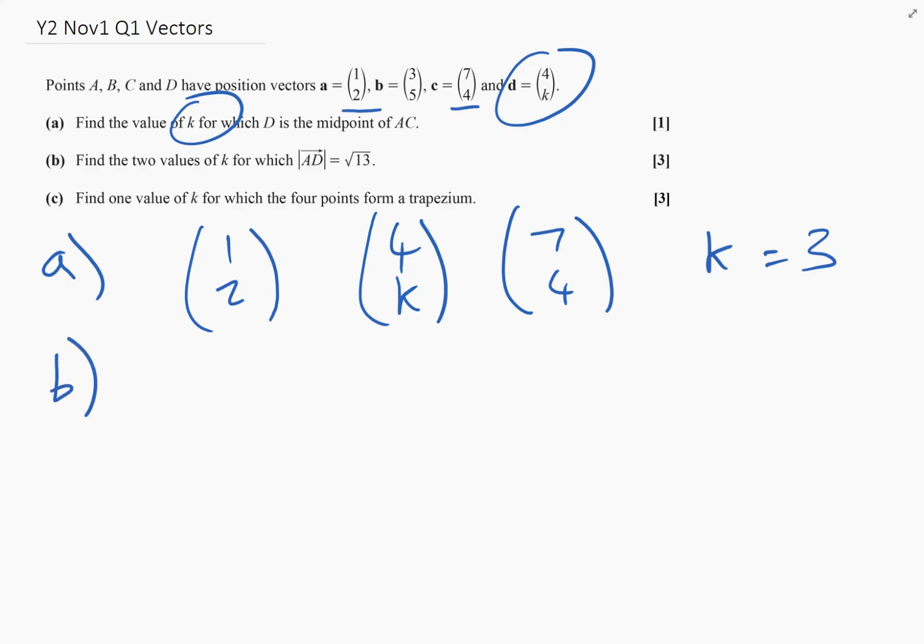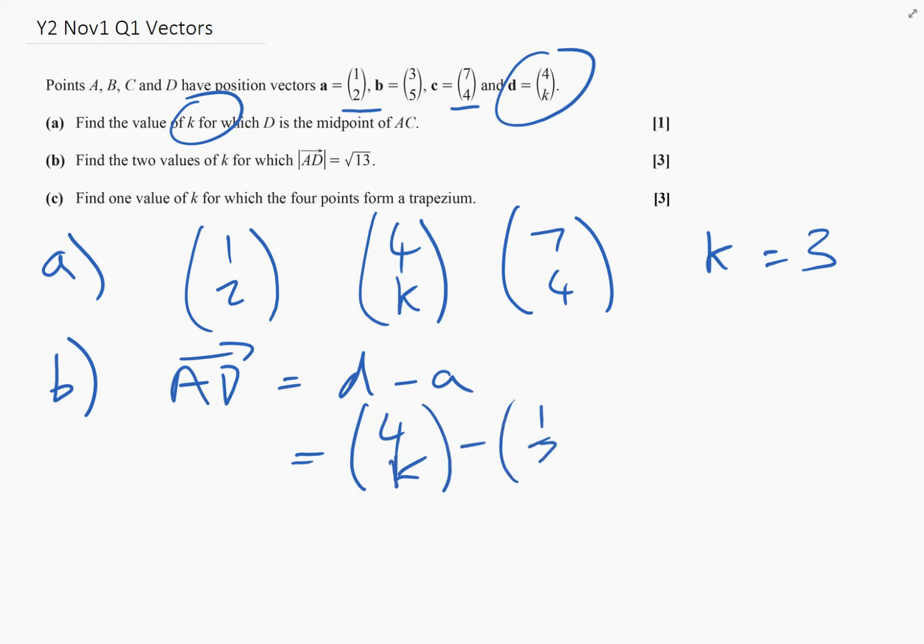And then in part B we need the modulus of AD, or the length of the line from A to D, to equal root 13. So A to D is going to be the vector D minus A, which is (4, k) minus (1, 2), so that's going to give us (3, k minus 2) as vector AD.